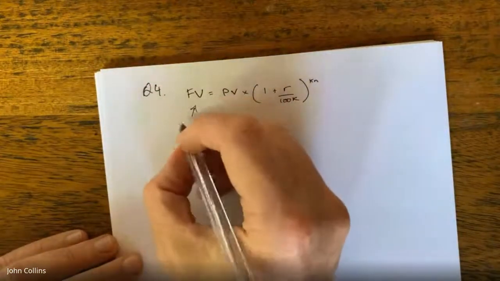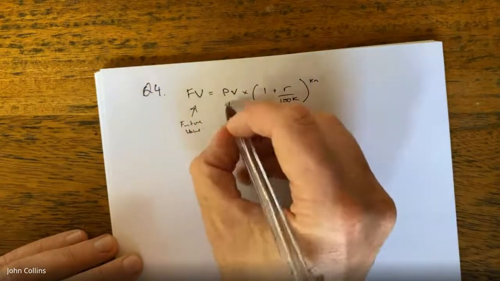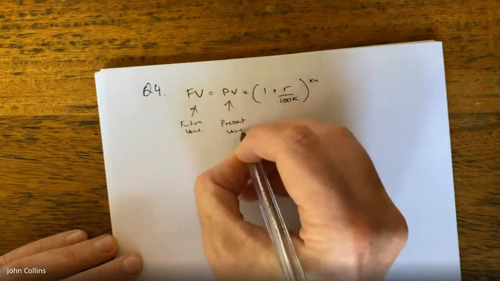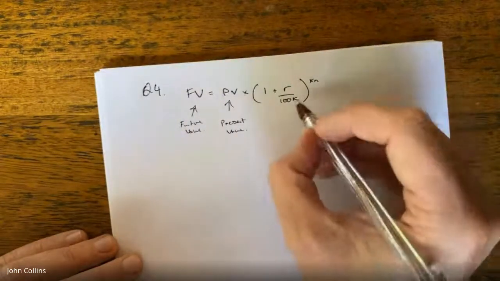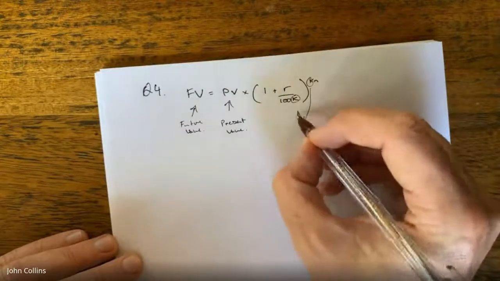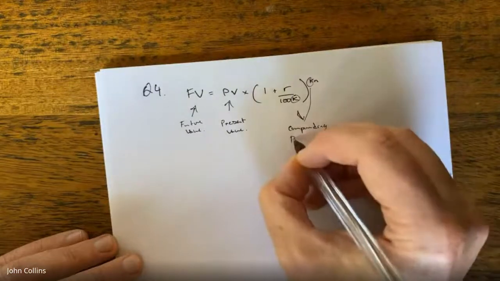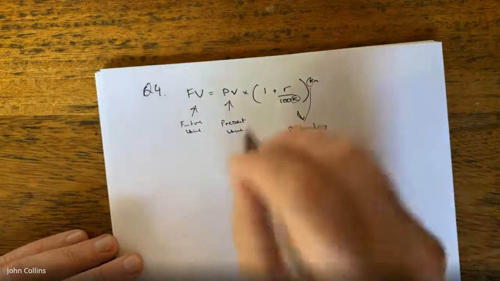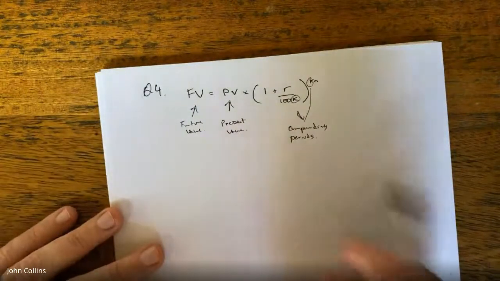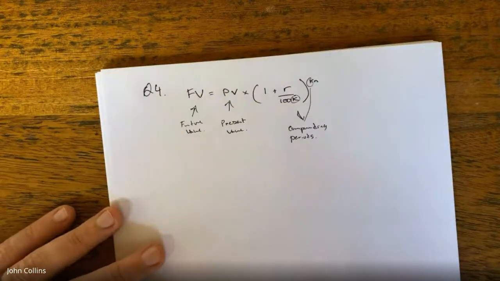So FV stands for future value. This is the present value or principal. And this K is the compounding periods per year. So if it compounds 4 times in the year, that's 4. If it's monthly, that'll be 12. And N then is the number of years. So hopefully that is a familiar formula to you guys.